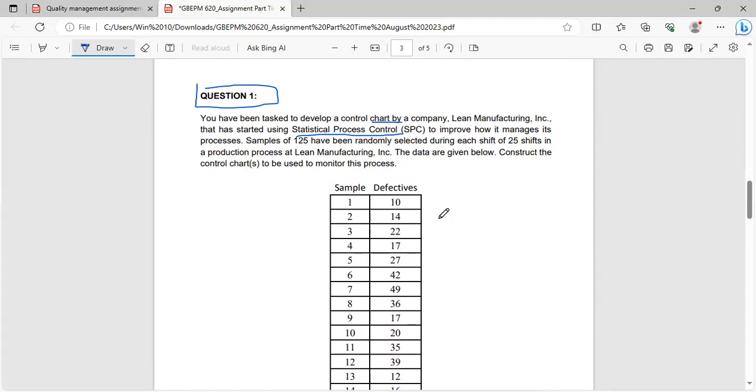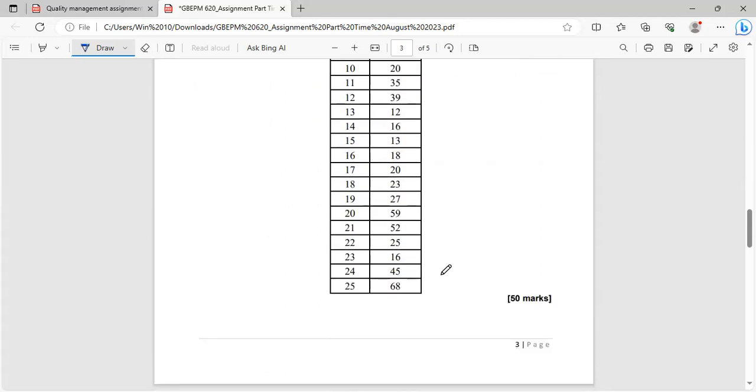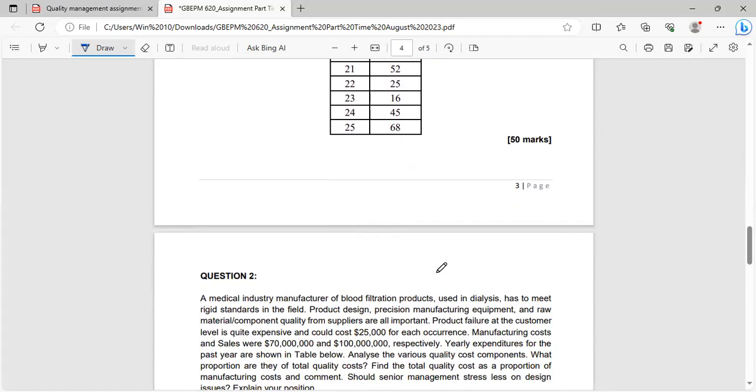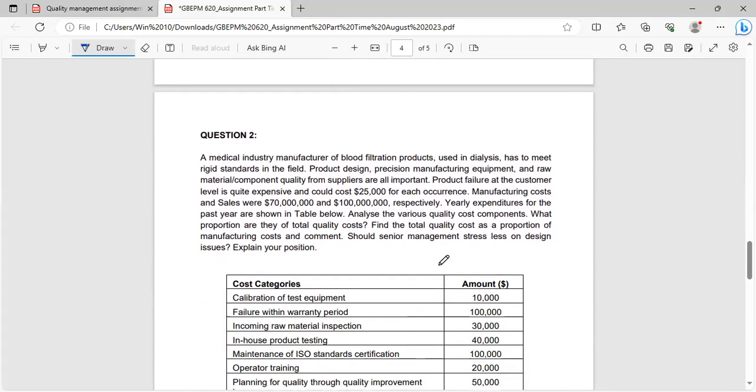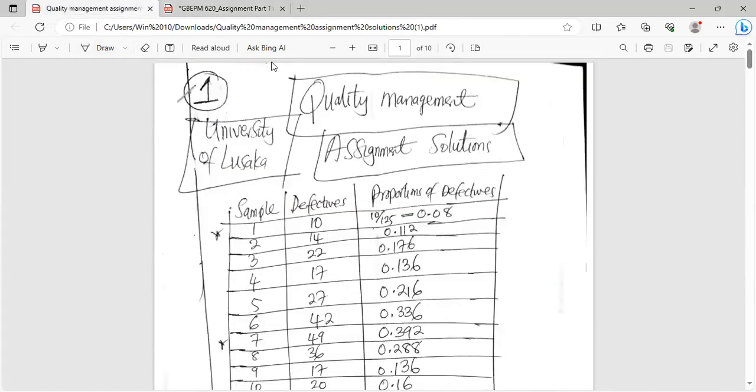Getting down to the samples here, we have sample 1 with 10 defective, sample 2 with 14, sample 3 with 22, sample 4 with 17, sample 5 with 27, sample 6, 42, sample 7, 49, sample 8, 36, getting down to sample 25. What is important now is getting down to the solution.